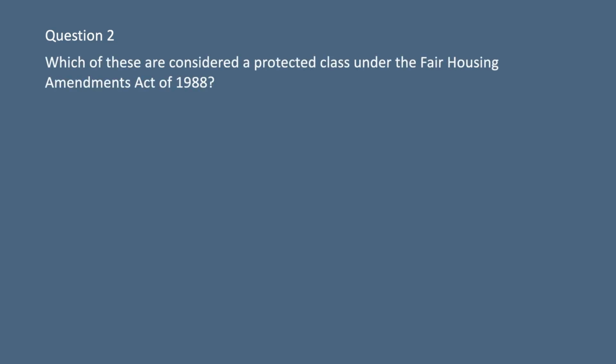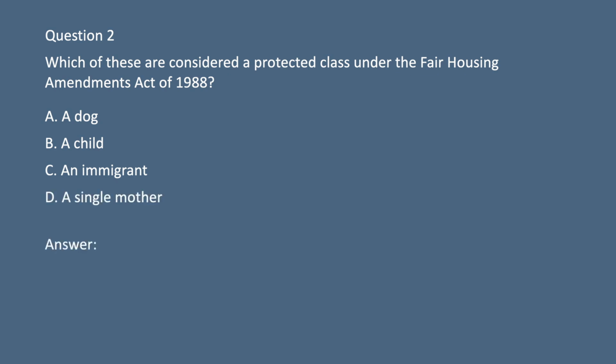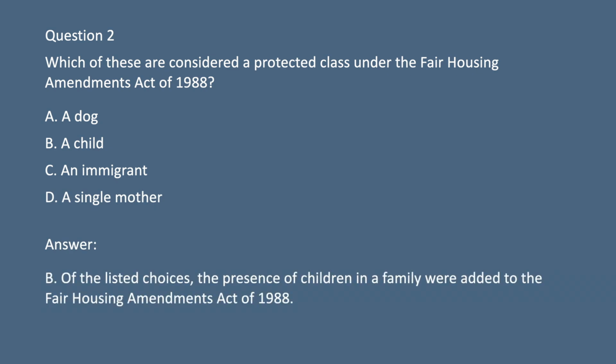Question 2. Which of these are considered a protected class under the Fair Housing Amendments Act of 1988? A. A dog. B. A child. C. An immigrant. D. A single mother. Answer. B. Of the listed choices, the presence of children in a family were added to the Fair Housing Amendments Act of 1988.